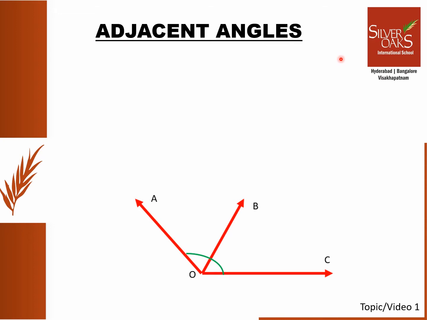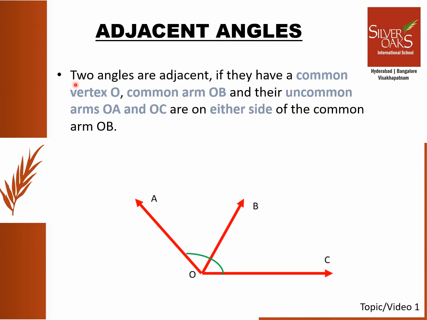What do we mean by adjacent angles? Two angles are adjacent if they have a common vertex O and a common arm OB, and their uncommon arms OA and OC lie on either side of the common arm. Then angle AOC is equal to angle AOB plus angle BOC.